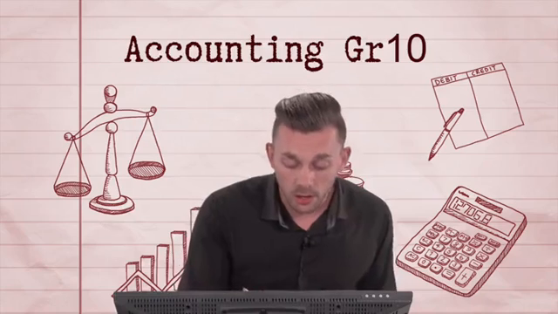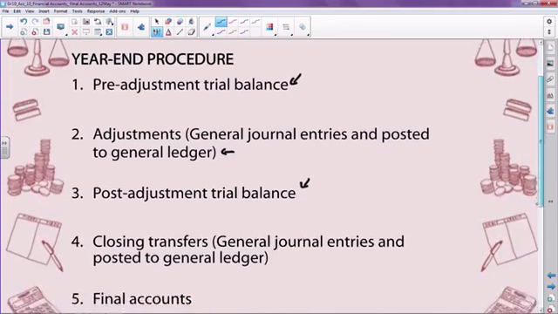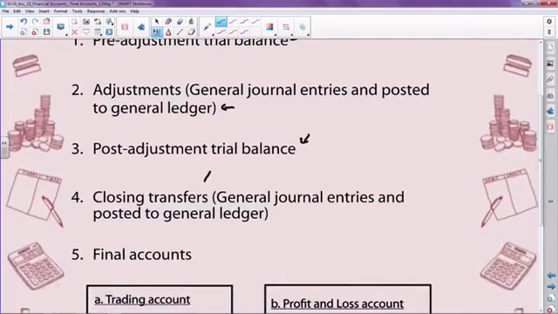I named a few of these adjustments. We're going to look at the very important one, depreciation, a bit later on. Then after these adjustments, you'll do a post-adjustment trial balance, after all the adjustments, and then your study work, your closing transfers.